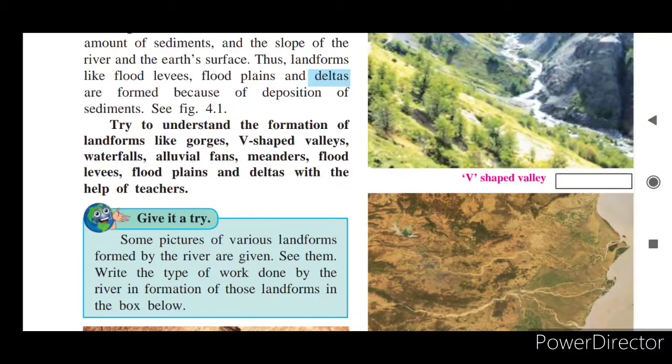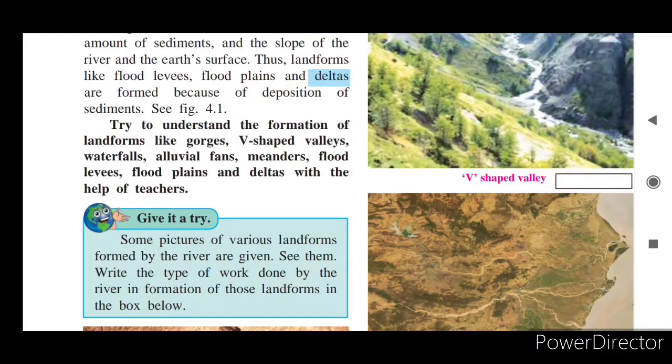Good morning everybody. Today we are going to study the second part of the fourth chapter, that is exogenetic process part 2. In our first session we have seen the erosion, meaning of erosion. We have seen the various agents of erosion. Now we are studying step by step the work of each and every agent of erosion.